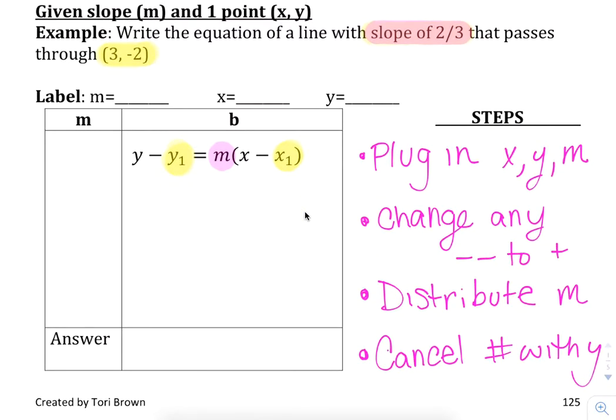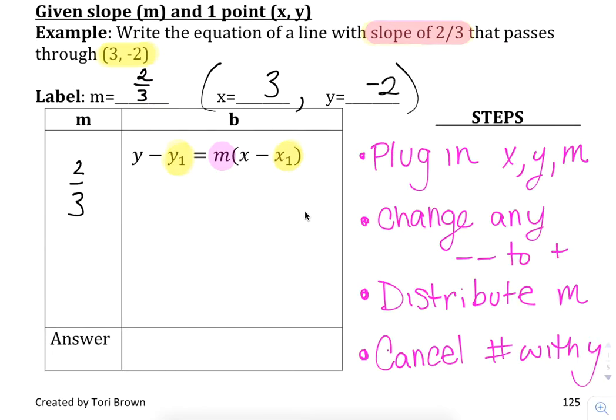I'm going to pause for just a second, go ahead and write what you see, then press play. Perfect. So I'm going to kind of color code to show you what we're doing. On this problem, we have a new formula. This is called point slope equation. So we're going to write our equation of a line with a slope of 2/3. We know our slope is our m. I already have my m, so there's no extra work to find it. This equation is going to pass through 3, -2. So my x is the 3, my y is the -2.